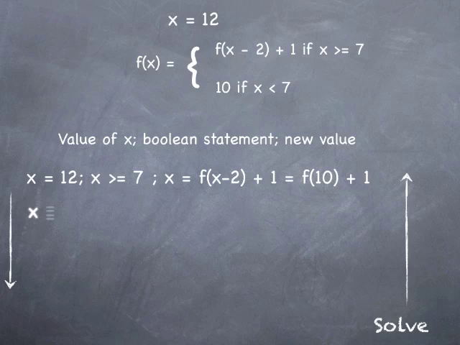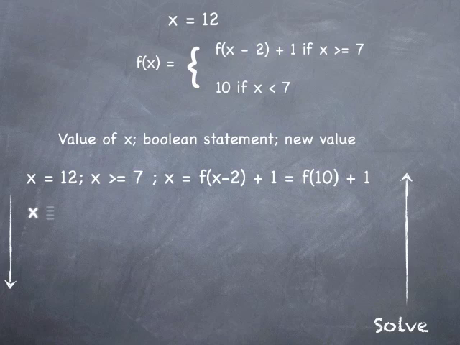So, another thing that's very, well, I guess not common, but a good example of a recursive method are piecewise functions. And if you don't know what a piecewise function is, I have an example here for you. It's a function where the answer can vary based on a Boolean expression. So, in my particular example, I have f of x equals: if x is greater than or equal to 7, f of x minus 2, plus 1. Then if x is less than 7, it's 10.